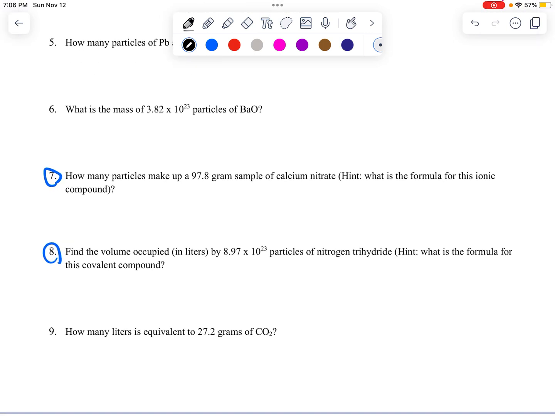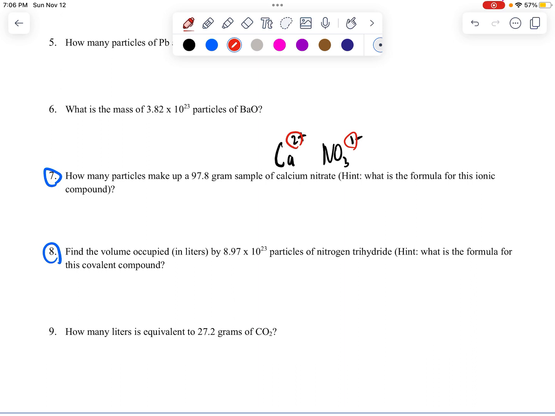How many particles make up a 97.8 gram sample of calcium nitrate? So you're going to have to name this ionic compound first. Calcium is Ca2 plus, nitrate is NO3 1 minus. In what ratio are they going to combine? Notice that the charges are different, 2 and 1, which means they're not going to be combining in a 1-to-1 ratio.